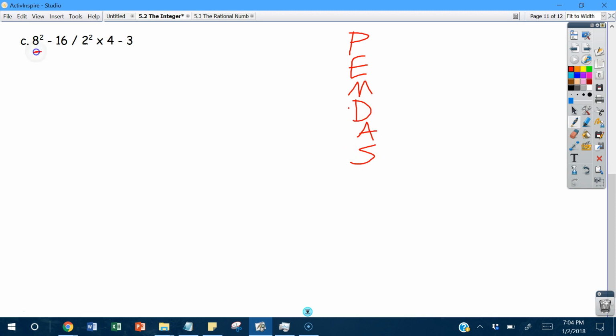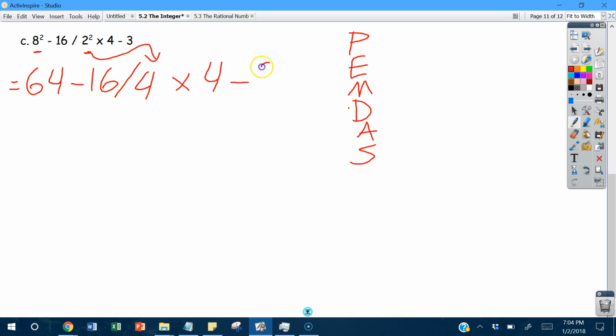So I'm going to tackle these, and I'm just going to rewrite everything that I haven't underlined because I'm not doing that yet. So 8 squared is 64, so that's the first thing. And then I'm not touching the 16 yet, I'm not dividing yet. And then 2 squared is 4, so that's going to go here. And then I'm not multiplying yet, I'm not touching this 4 or subtracting or doing the 3. So notice I'm just bringing everything else down except for that 8 squared, which I put there, and the 2 squared, which I put there. I'm doing the exponents first, so I did that.